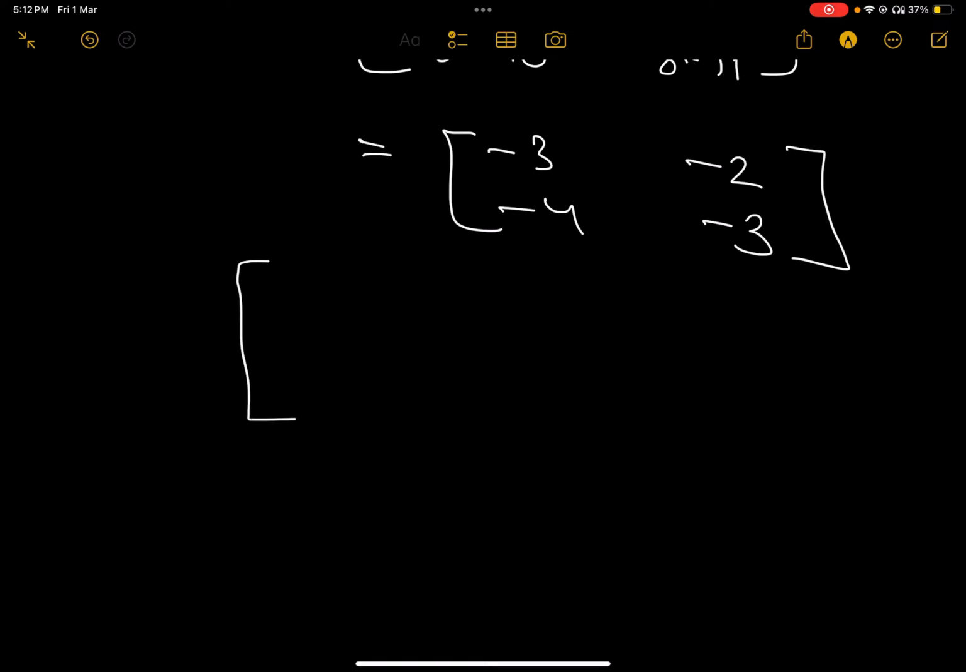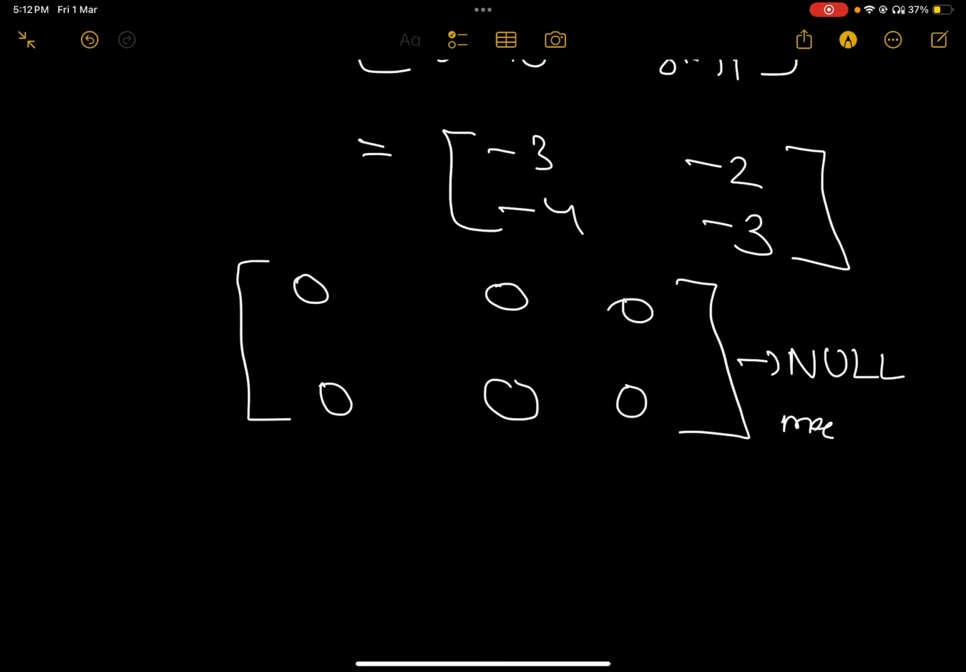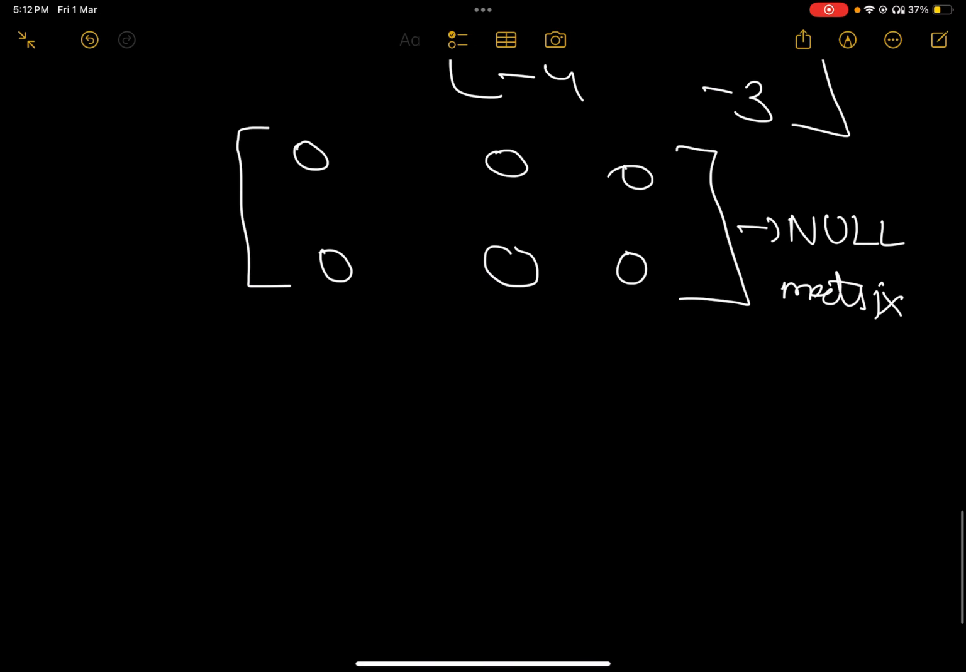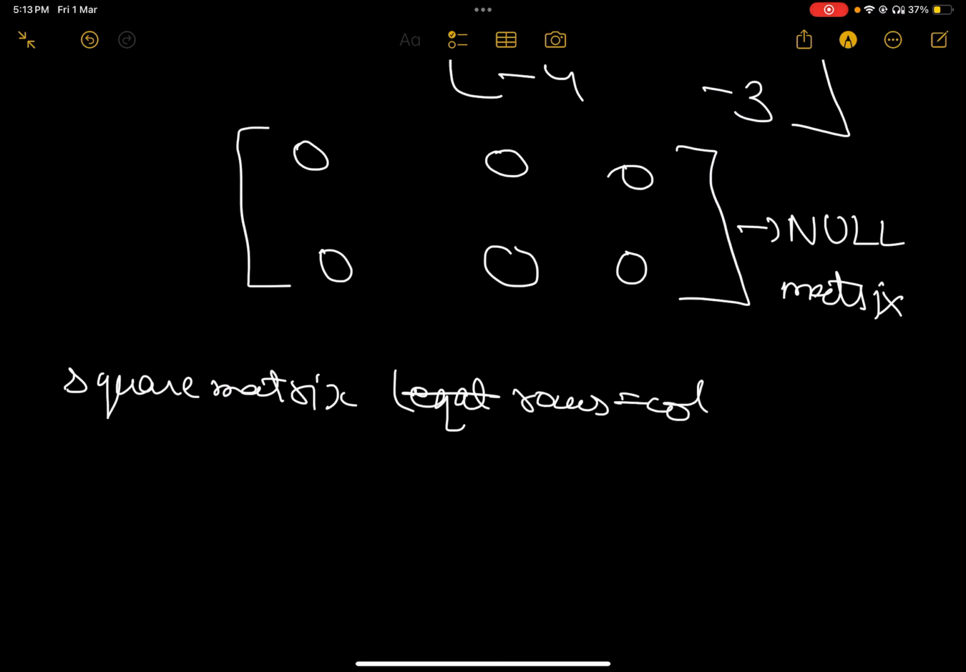Now, any matrix which has only 0 in it is known as a null matrix. Null means nothing. So this matrix has nothing in it. A square matrix is something which has rows equal to columns. So any square matrix whose diagonal elements are 1 and the rest of the elements are 0 is known as an identity matrix.